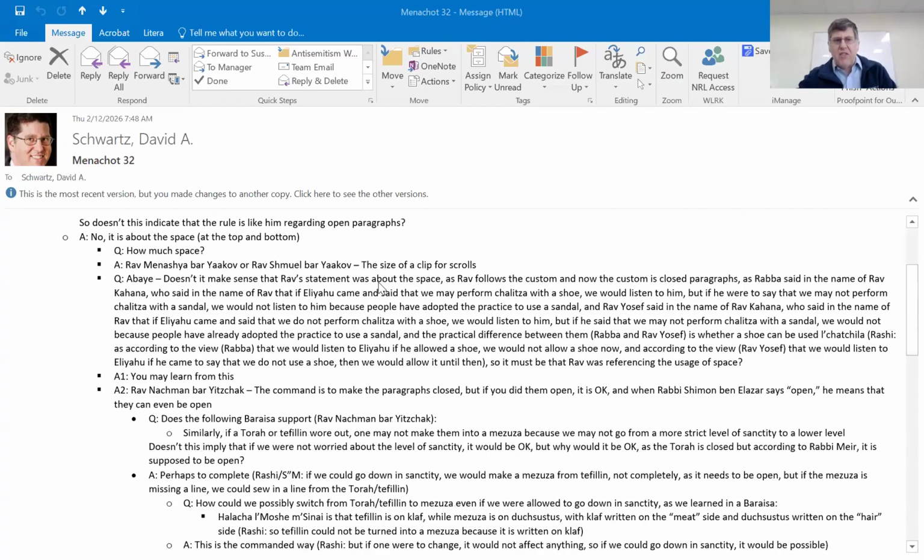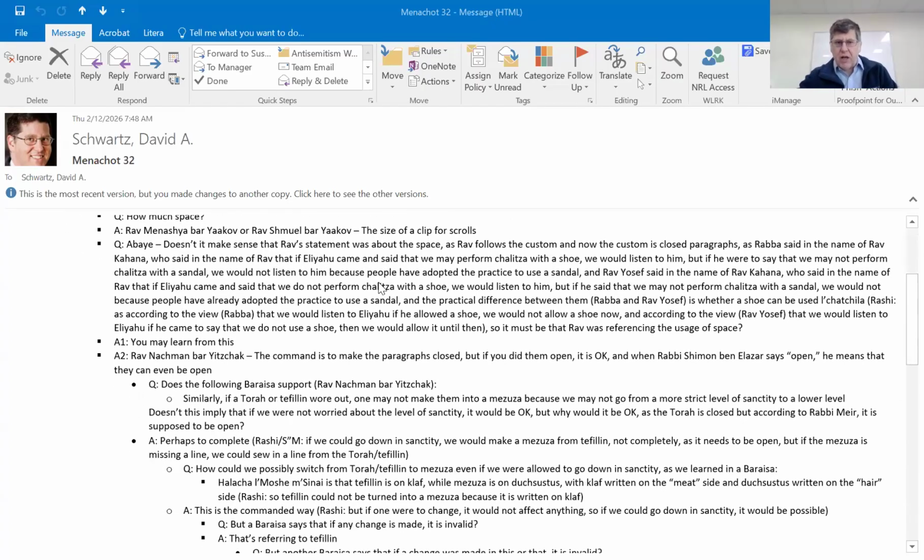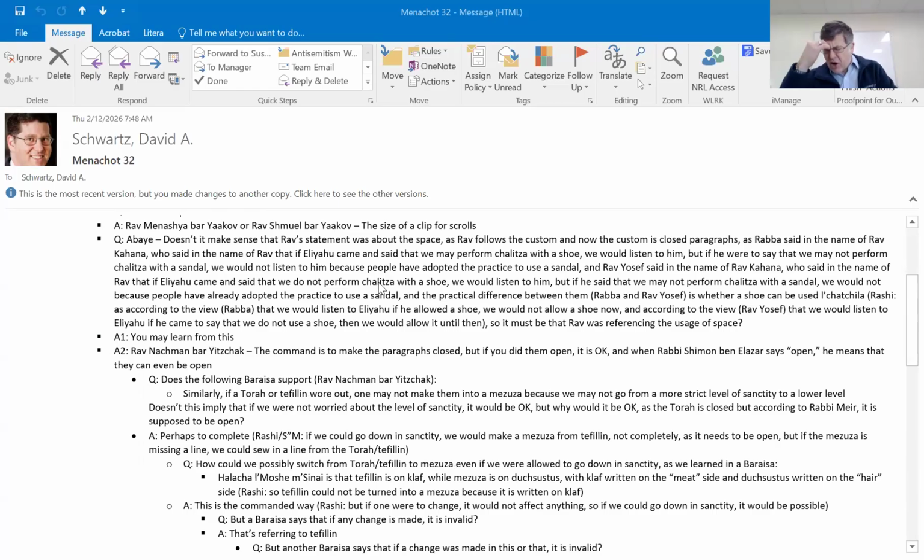And so, given the fact that our custom is to do stumos today, doesn't that show that when Rav Chananel said in the name of Rav that the halacha is like Rabbi Shimon, it must be that Rav was speaking about only the space at the top and the bottom? He could not be speaking about using open paragraphs, because open paragraphs is inconsistent with the custom, and he would not even allow Eliyahu to change what is consistent with the custom.